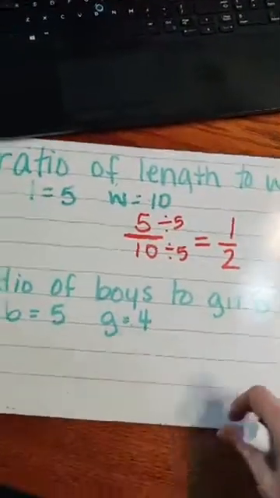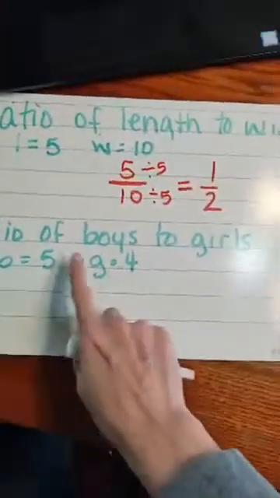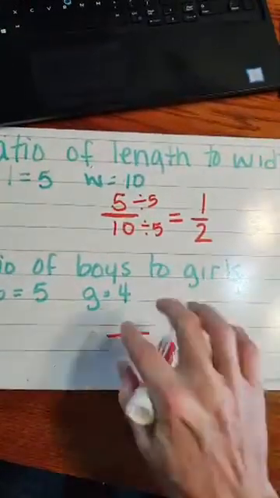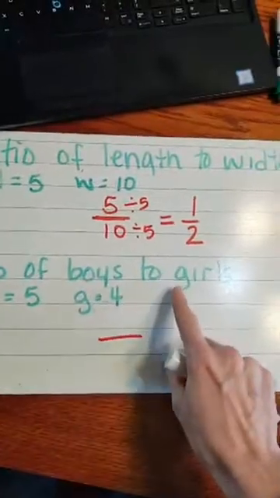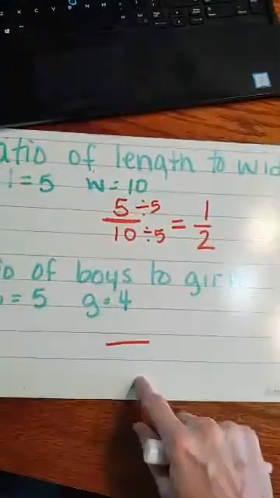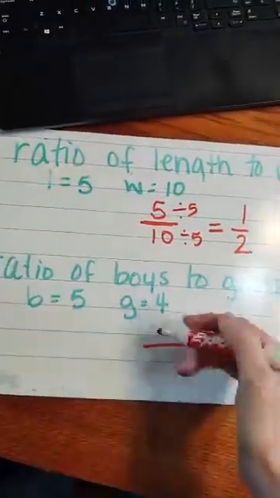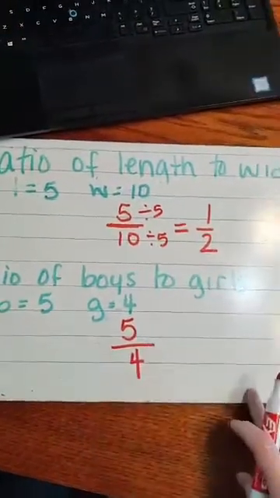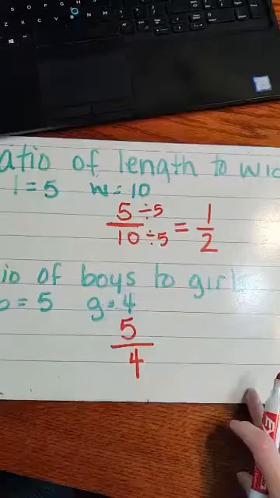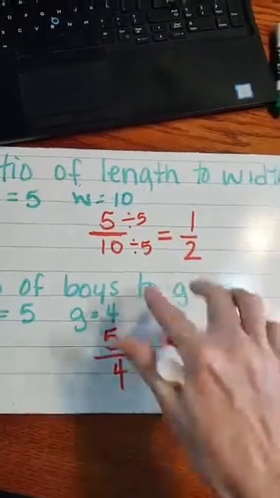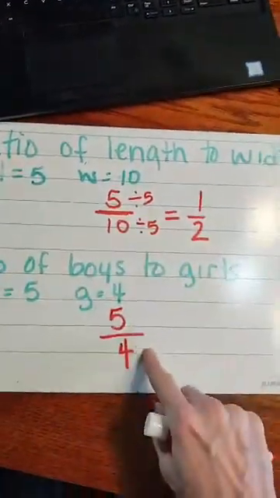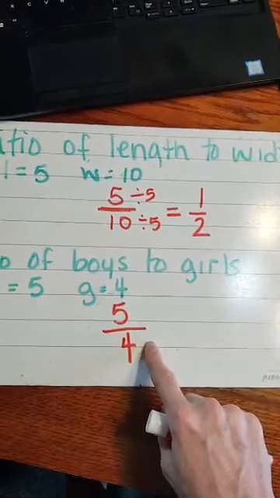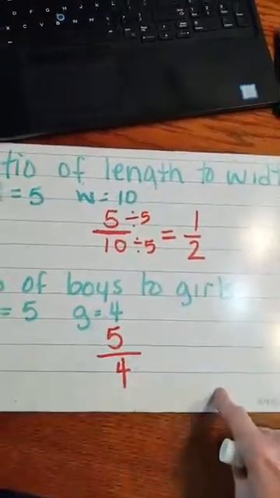All right, so now my other ratio that we want to work is ratio of boys to girls. So we know we're going to do a fraction. We know we're going to put boys on the top of it in the numerator and girls in the denominator. So I says I have 5 boys and I have 4 girls. Remember with ratios, we may be able to reduce, but we cannot simply make mixed numbers. Ratios are never mixed numbers.